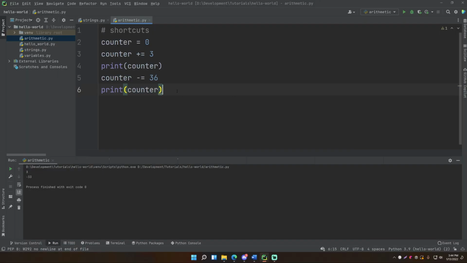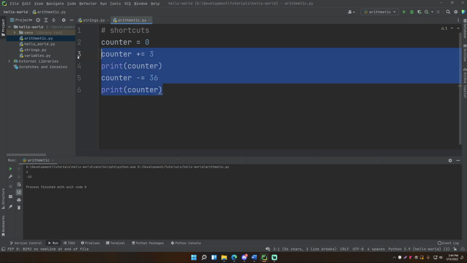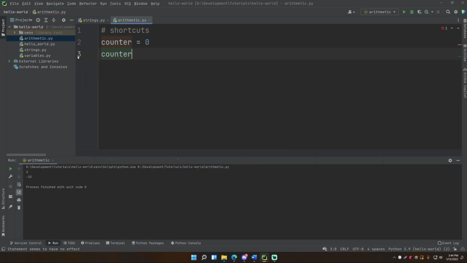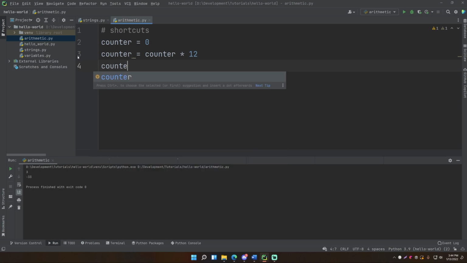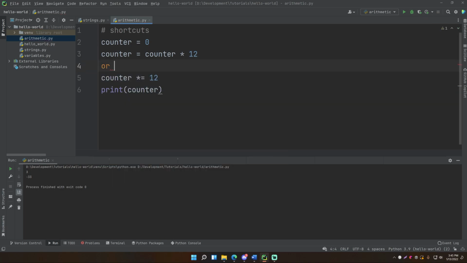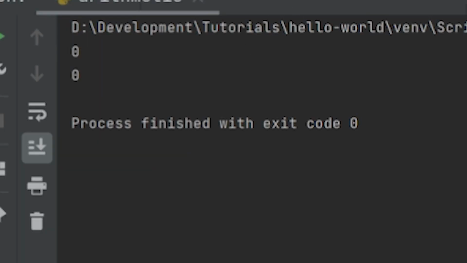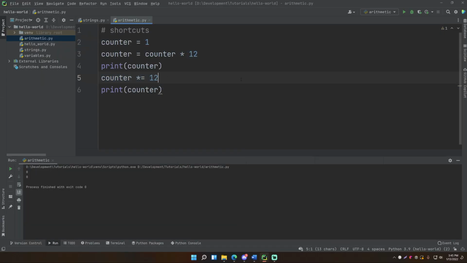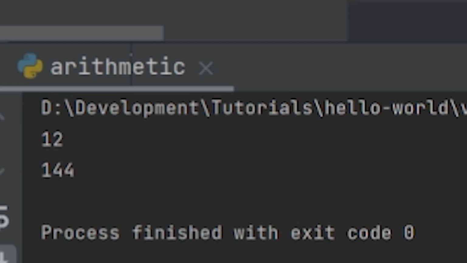And you can also do it for other operations, so let's say you want to multiply by a certain number, so you can do counter is equal to counter times 12, or you can do counter asterisk equals 12. So that's the same exact thing. So if we print out counter, we should actually get 0, because 0 times 12 is 0, and then 0 times 12 is 0, but there we go. But let's change this to 1, so then we should get 12, and then we should get 144, because 12 times 12 is 144, I think. Yeah, there we go. So 12 and then 144.